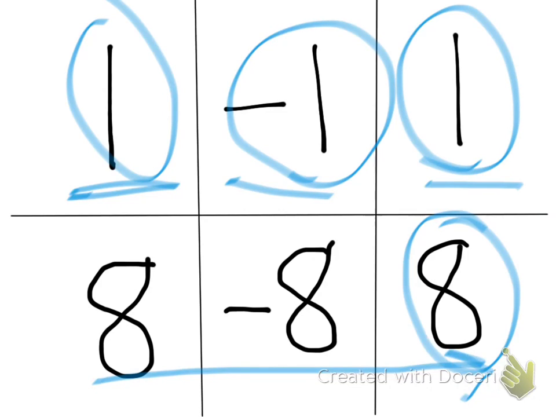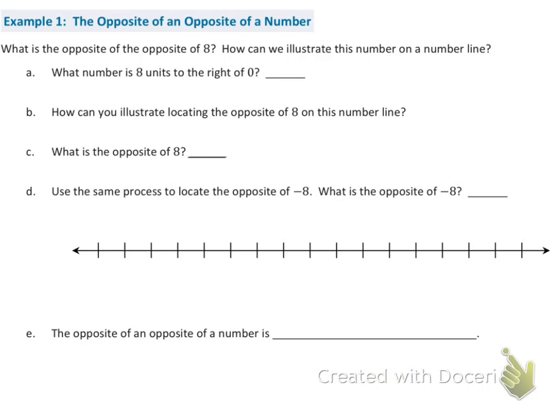Let's take a look to see what that looks like on a number line. So what is the opposite of 8, and how can we illustrate it on a number line? So let's start by labeling our number line. I like to always find 0 first to find where the middle is. And since I need to label 8, my scale will go up by 1. And I know that when I label in the opposite direction, I need to follow the same scale.